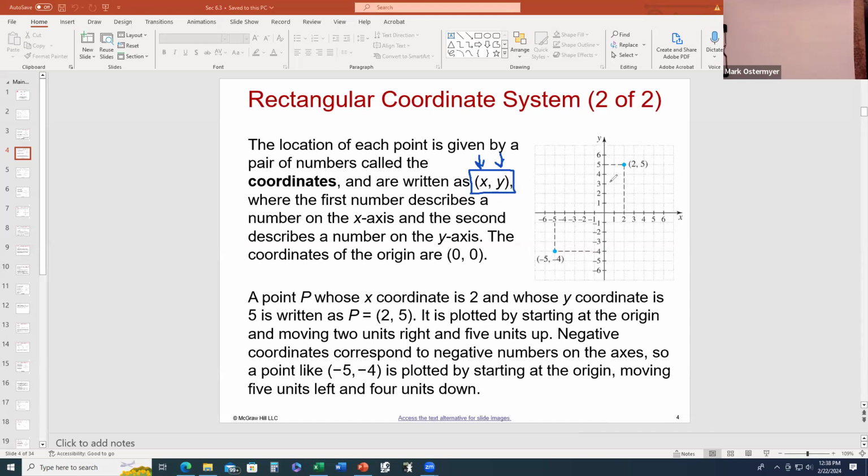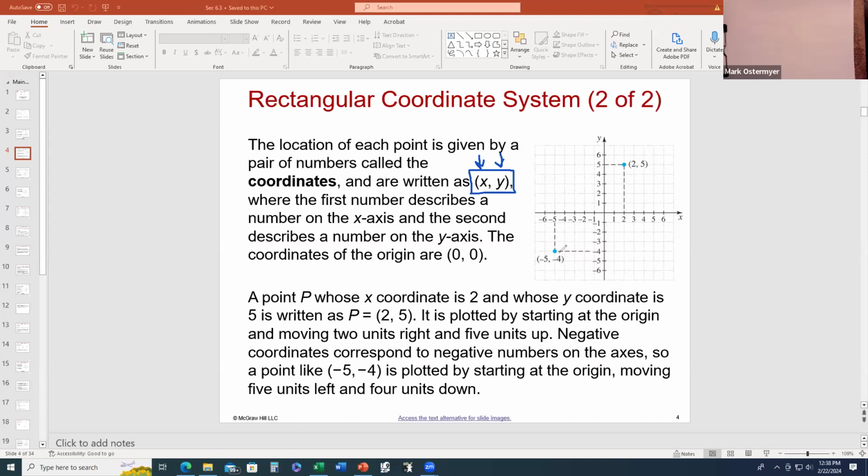All right, so if I have the ordered pair (2, 5), I would start at the origin and move 2 units along the positive x-axis. Then I would move up 5 units parallel to the y-axis. 1, 2, 3, 4, 5. And then we would plot the point (2, 5), which is in quadrant number 1, correct?